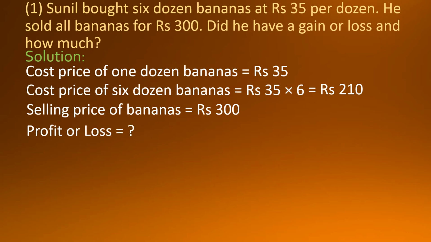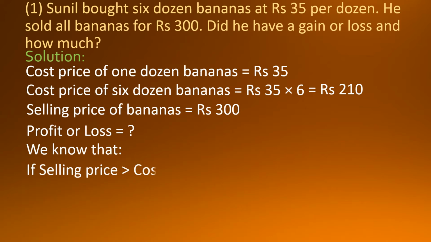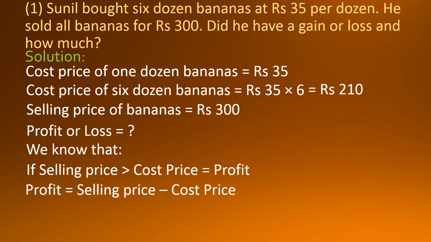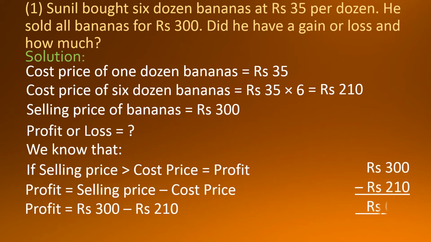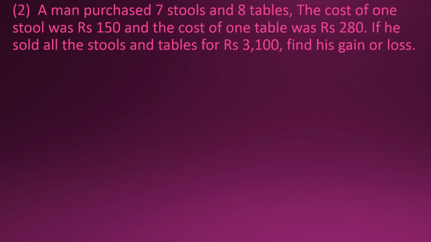Now tell me which one is greater, cost price or selling price? Yes, selling price. And we know that if selling price is greater than cost price, we have a profit. So profit is equal to selling price minus cost price. Now put the value. Rupees 300 minus rupees 210. Do the subtraction. We get rupees 90. So profit is equal to rupees 90. Let us solve one more question.